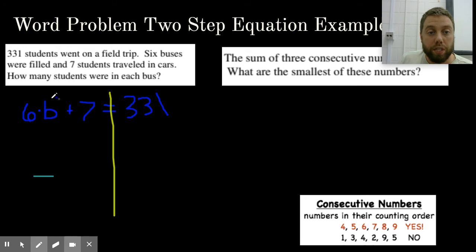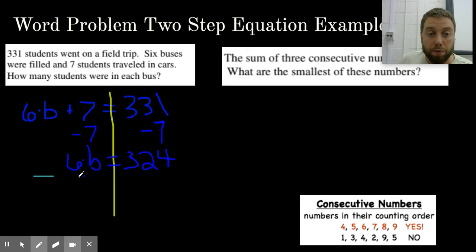We're going to solve this now that we have our equation with the equal sign set up. I'm going to subtract 7 over here, which gives us 6b. And 331 minus 7 is 324, minus another 6 gives us 330, so 324 students rode the buses. This is just the number that rode the buses.